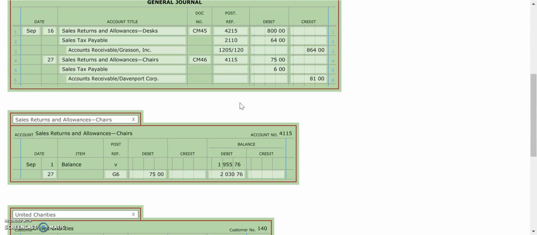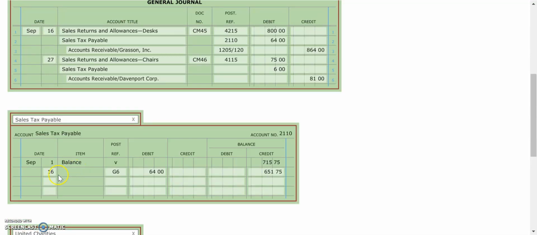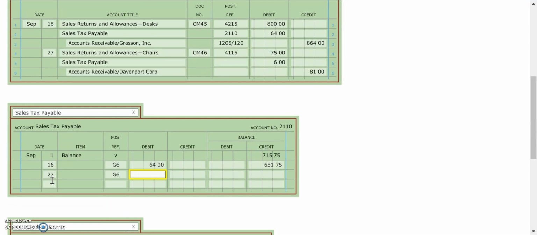Next up is our sales tax payable. So we head to sales tax. And our next one up is going to be the 27th. Again, G6. It is a debit for $6, which means that we are subtracting this amount. So our new balance will be $645.75. And then we take our account number, which is 2,110, and put it up in our post reference.